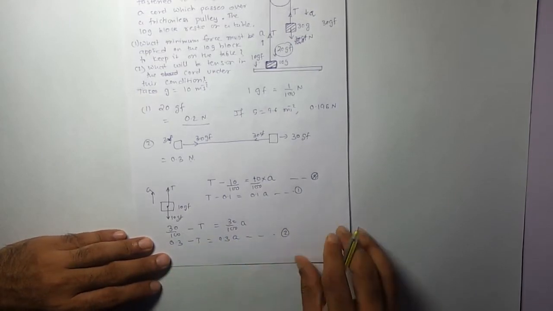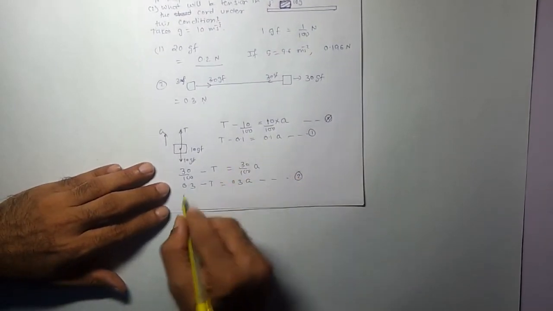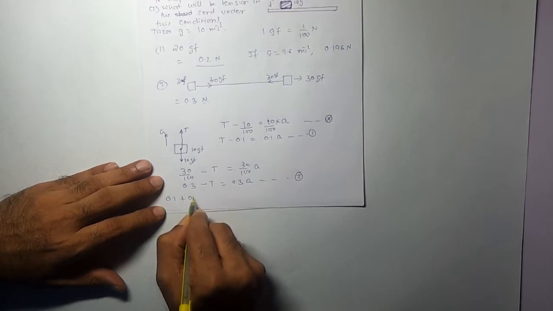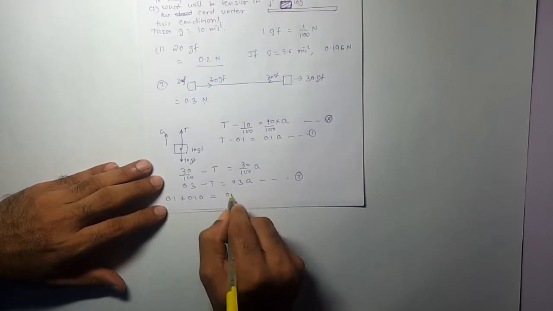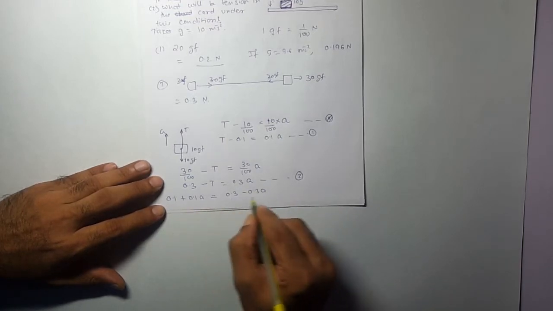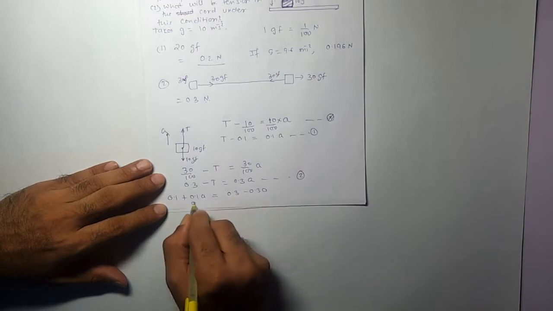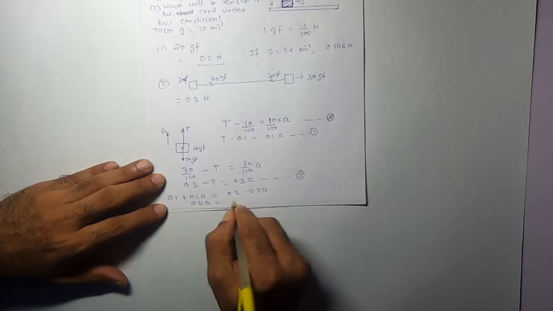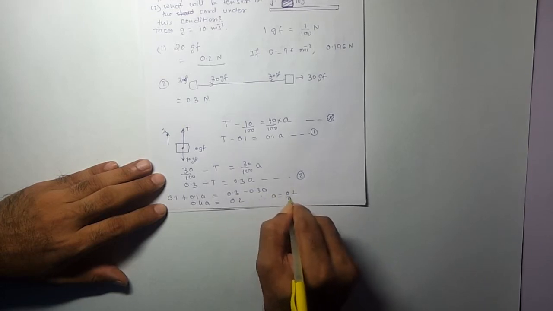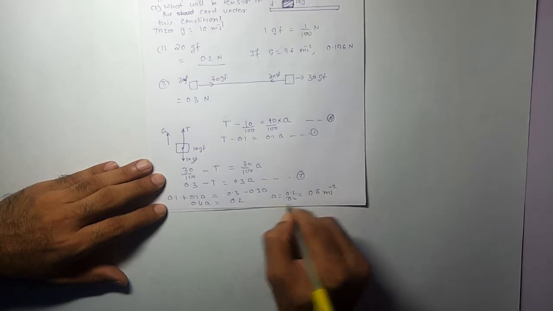And if I solve these equations, I'll get 0.1 plus 0.1a is equal to 0.3 minus 0.3a. So if I solve this, 0.4a is equal to 0.2, and therefore a will be 0.2 upon 0.4, that will be 0.5 meter per second squared. So I am able to find out the acceleration.